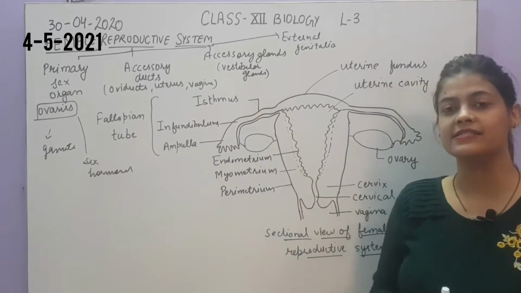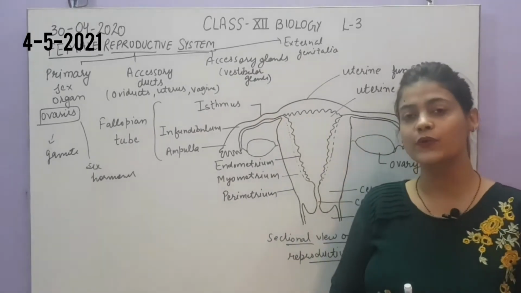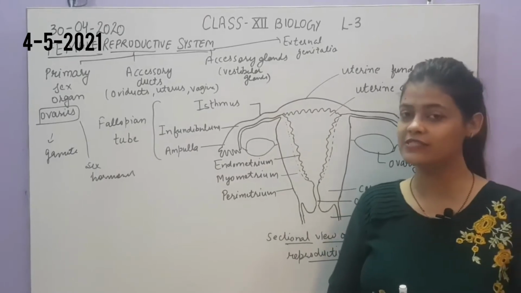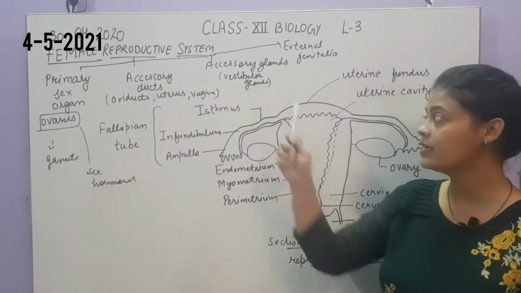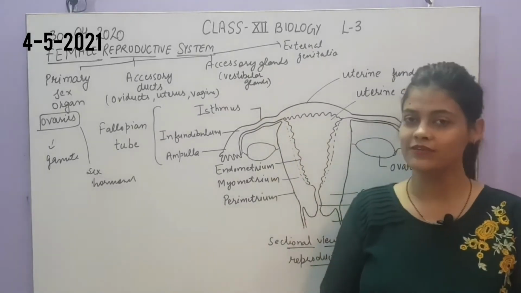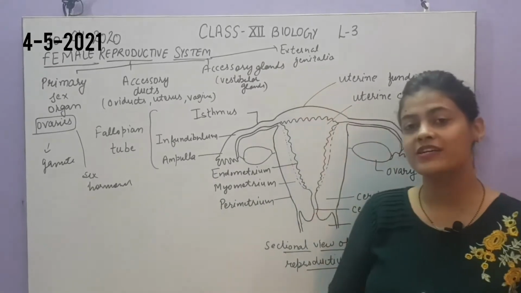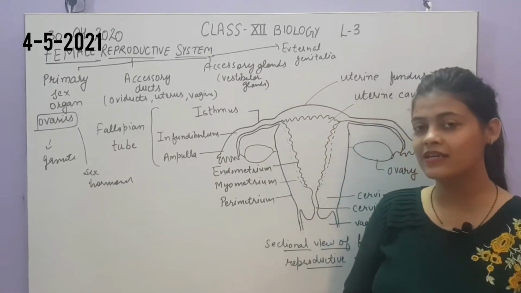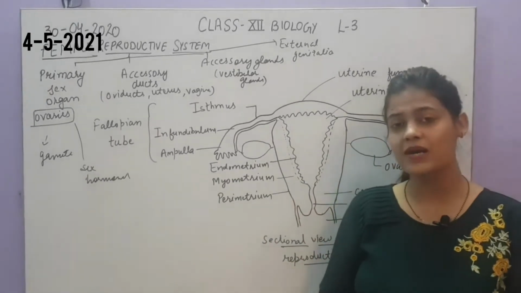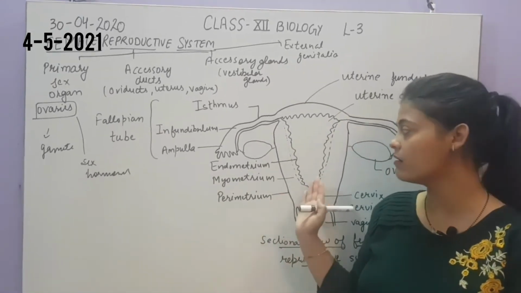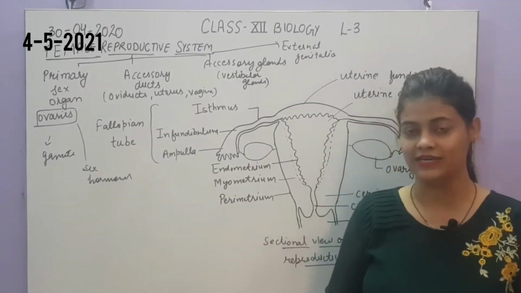Next is accessory glands. Accessory glands include the vestibular gland. When we study the external genitalia of the female reproductive system, we will discuss in detail the vestibular glands and their role. And in external genitalia we will study how the sperms are transferred to the vagina, then to the uterus and then to the fallopian tube for fertilization.